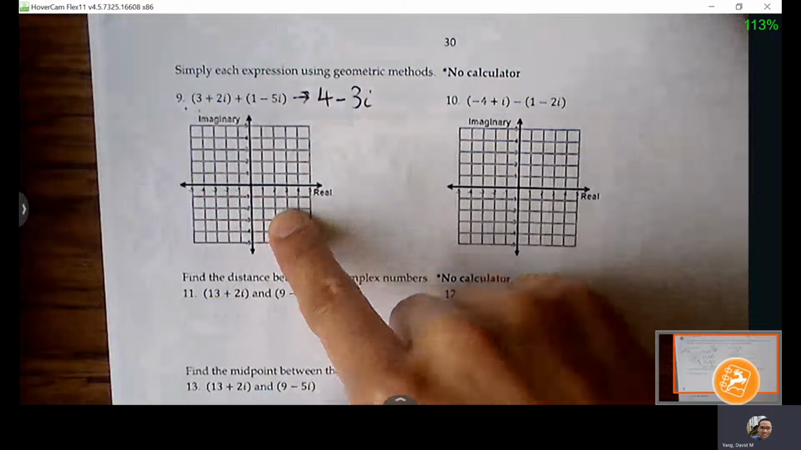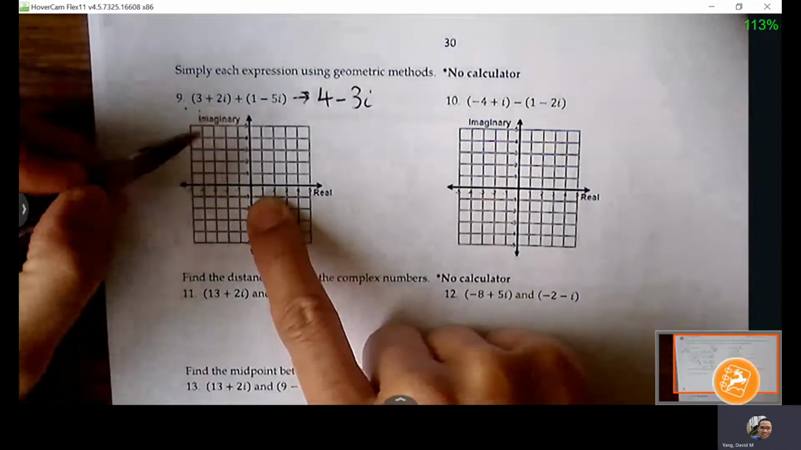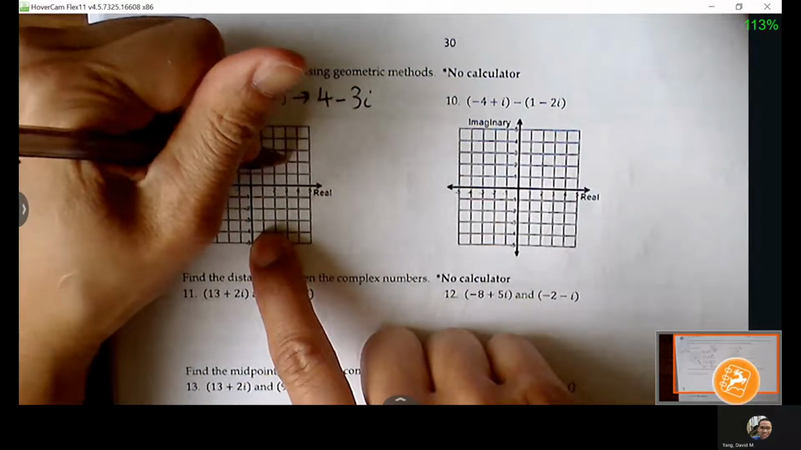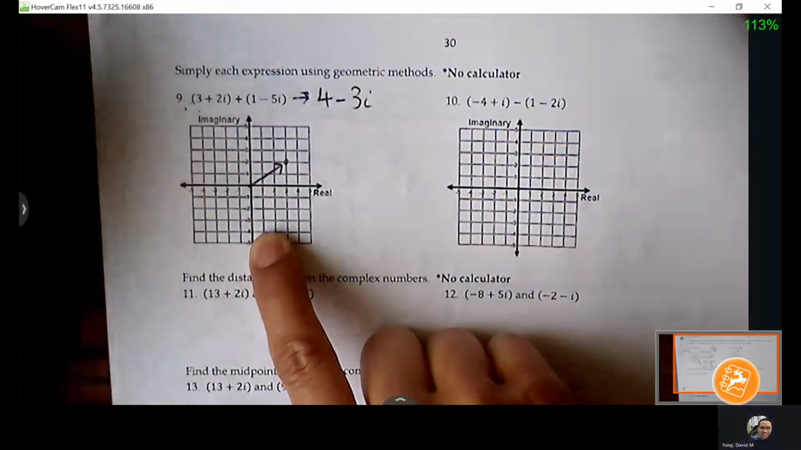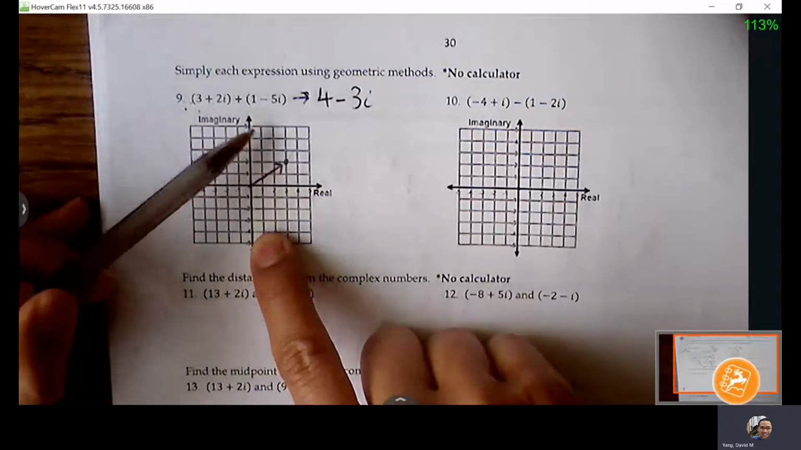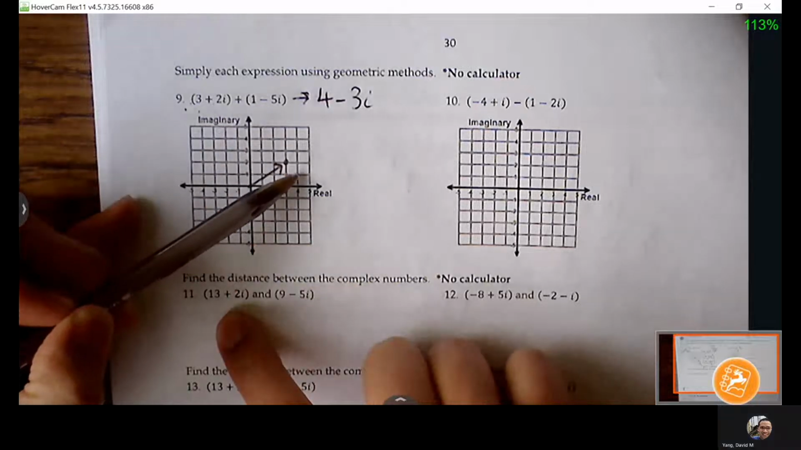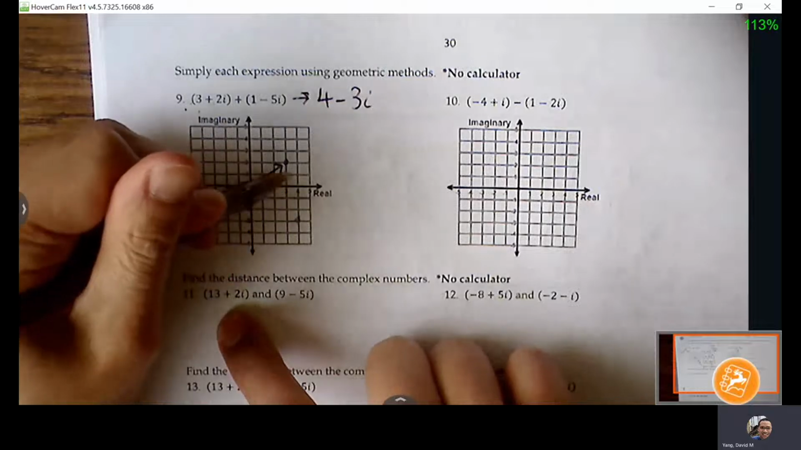So now we'll get it into vector form here. So 3 plus 2i, I'm just going to go 3 to the right, 2 up. That's vector 1. And then from here, I'm going to pick up where I left off. I'm going to go over 1 and down 5. That's where vector 2 is going to be.